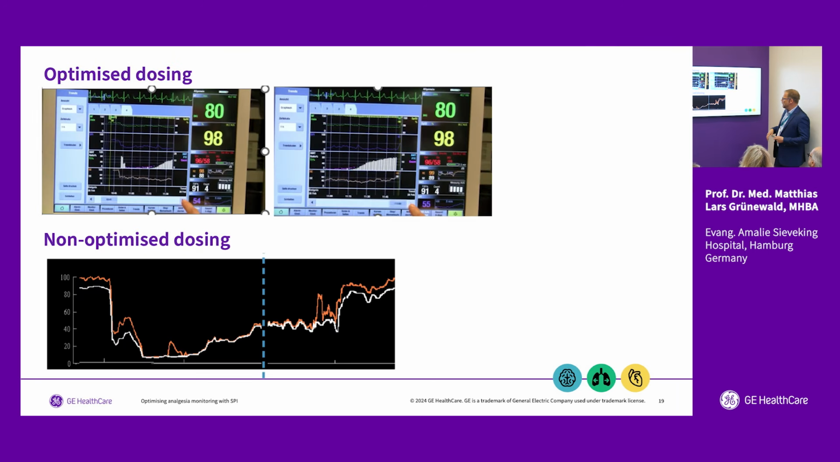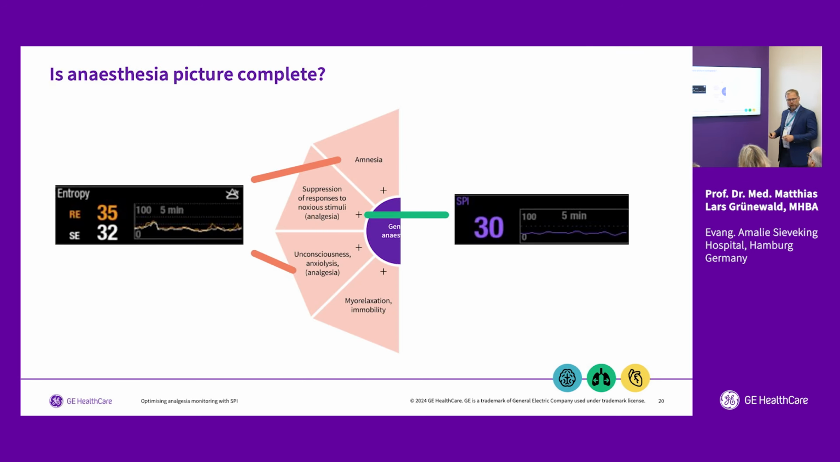I show you here an example. So optimized dosing, you see here the entropy lines. They are well in the target range. When you do non-optimized, you have periods where you overshoot, and most of the time you tend to overdose your anesthetic. But is that all?